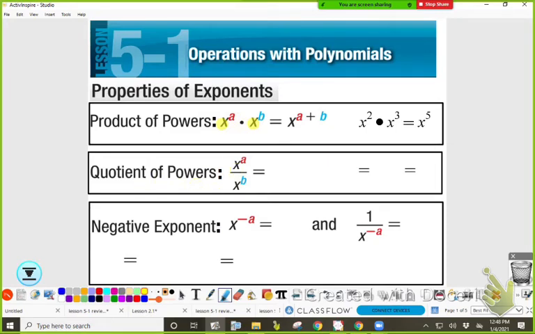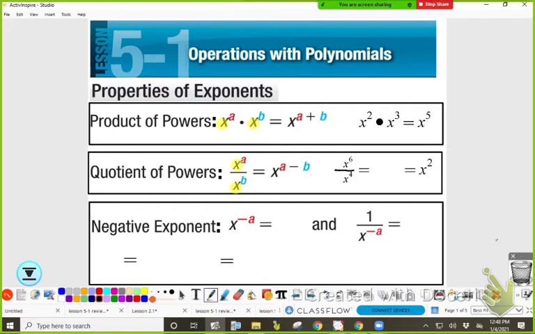The next one, when you're dividing the same base, so now we have a fraction, you do what? Subtract, yep. So if you have x to the sixth over x to the fourth, that's a fraction. You would subtract them, which would give you x to the what?